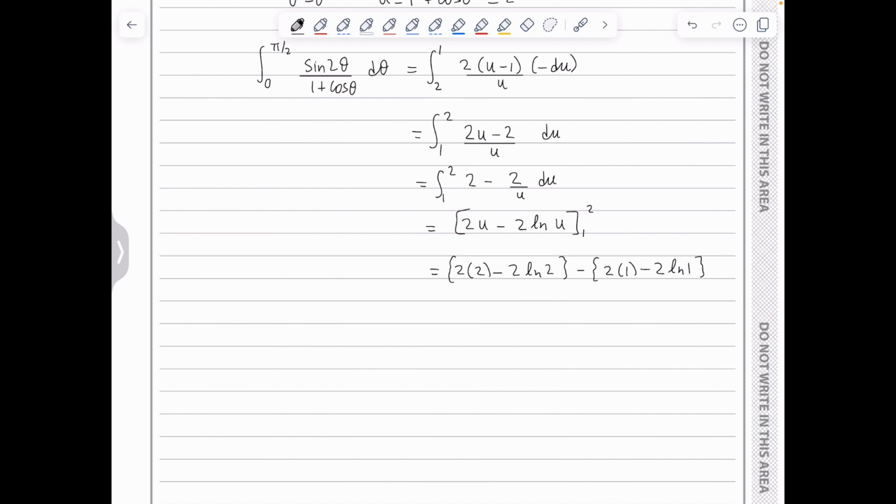We know that ln of 1 is 0, so that's 0. And I've got 4 minus 2 ln 2 minus 2, which leads to 2 minus 2 ln 2 as required.